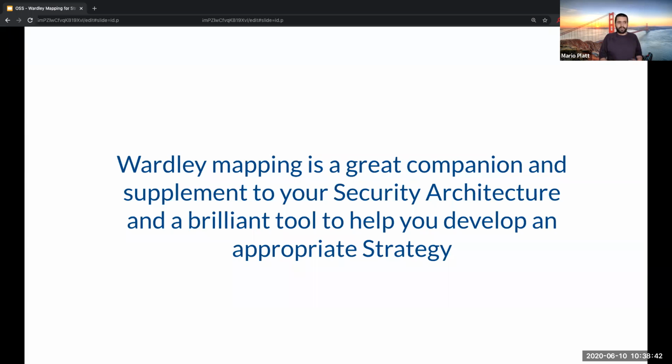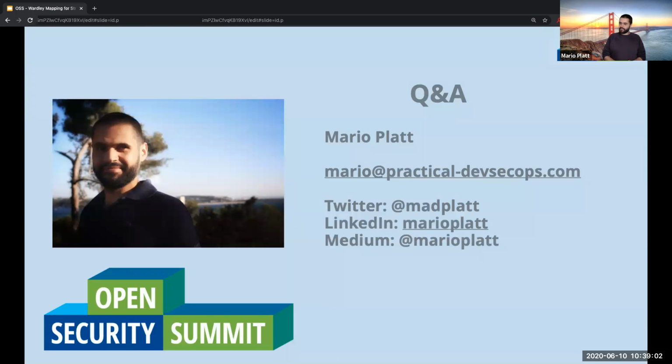So I think Wardley mapping is a great companion and supplement to security architecture, and it's also a brilliant tool to help us develop an appropriate strategy, right? It gives us the tools and the vocabulary to collaborate and to do all of these hopefully wonderful things in developing security strategies and security architectures. And that is me. Thank you very much, everyone.